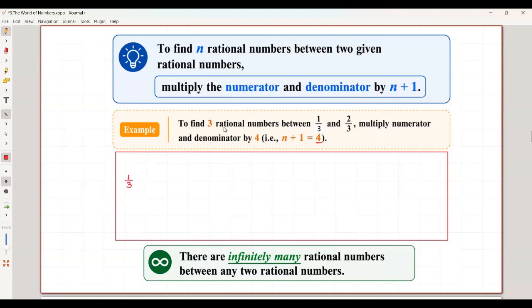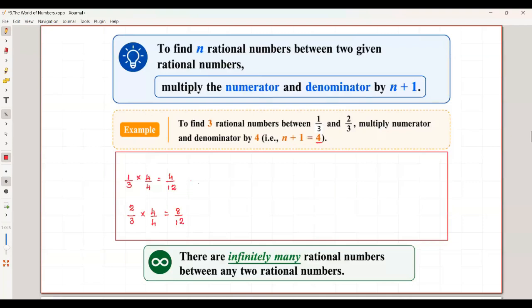If they ask for 3, I multiply with 4. If they ask for 50, I multiply with 51. If they ask for 100, 101. 1000 means 1001. As many numbers as you want, you can multiply and get them. So for 1 by 3, multiply numerator and denominator with 4. I get 4 by 12, since 3 fours are 12. For 2 by 3, multiply numerator and denominator with 4. Now I get 2 fours are 8 divided by 3 fours are 12.